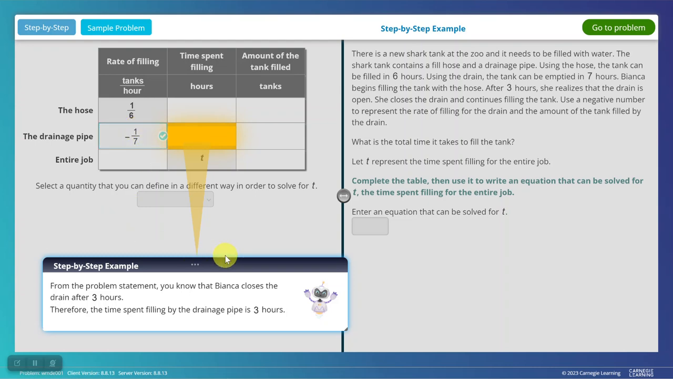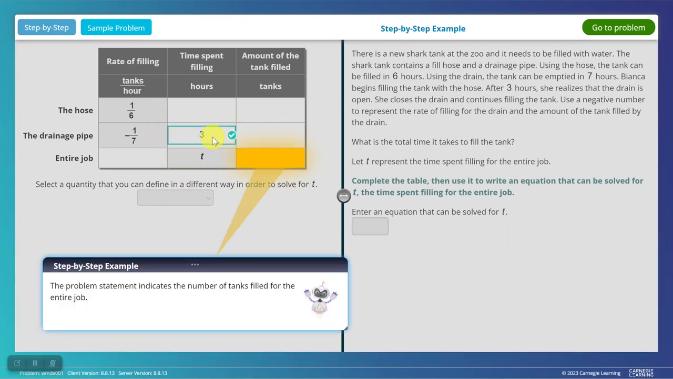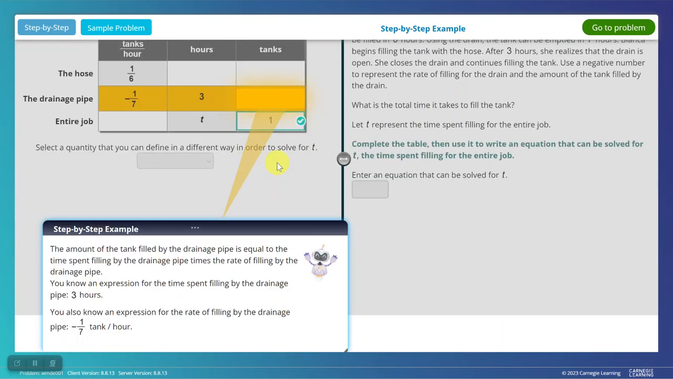Okay. From the problem statement, we know that Bianca closes the drain after 3 hours. Therefore, the time spent filling by the drainage pipe is 3 hours. The problem statement indicates the number of tanks filled for the entire job. Which I believe is just one tank, right? Yeah, just one.